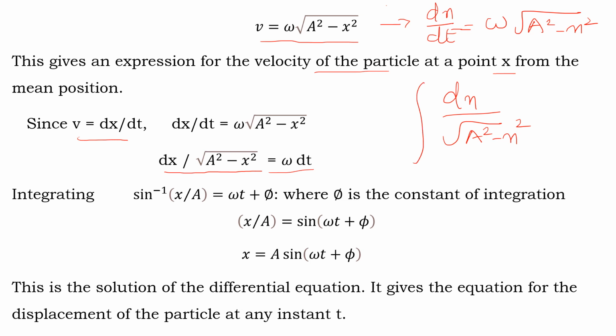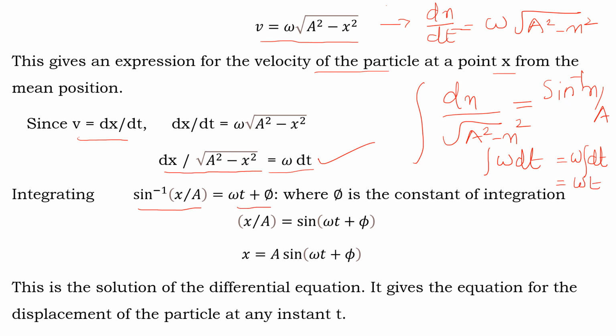This is a standard integral and its value will be sine inverse x by a. That is, integrating this equation we get sine inverse x by a, and the integral of omega dt will be omega into the integral of dt, that is t, so omega t plus phi, where phi is the constant of integration. Therefore, this equation can be written as x by a is equal to sine omega t plus phi.